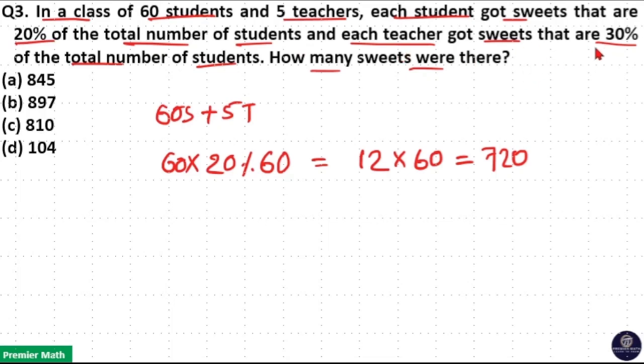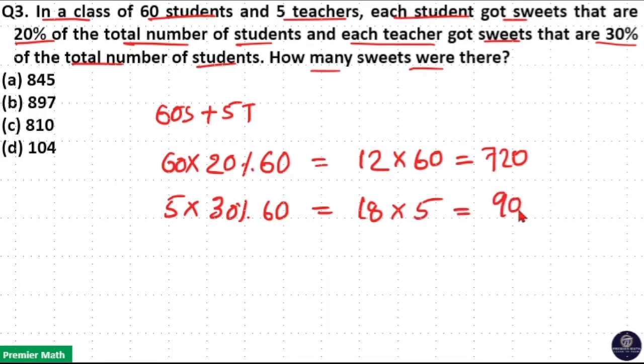And each teacher got 30% of the total number of students, which is 60. Here 10% of 60 is 6. Then 30% is 3 into 6, 18. So each teacher got 18 sweets. Then 5 teachers got 5 into 18, which is equal to 90. So the total number of sweets is equal to 810, that is 720 plus 90.